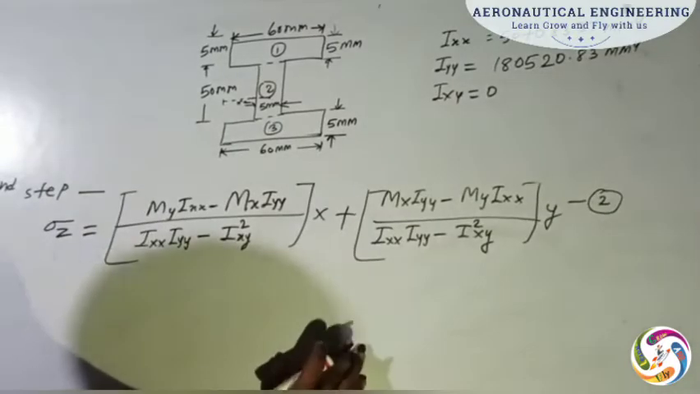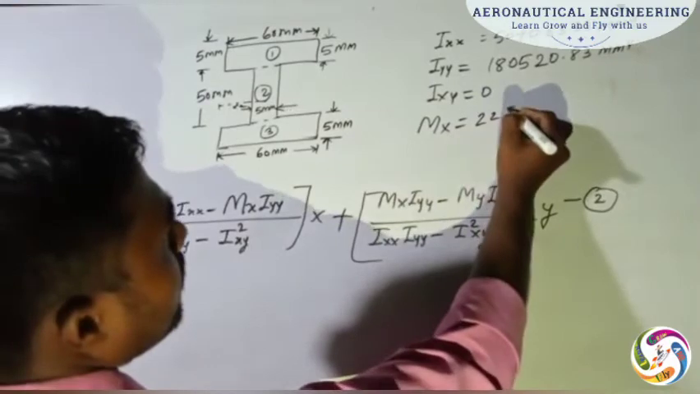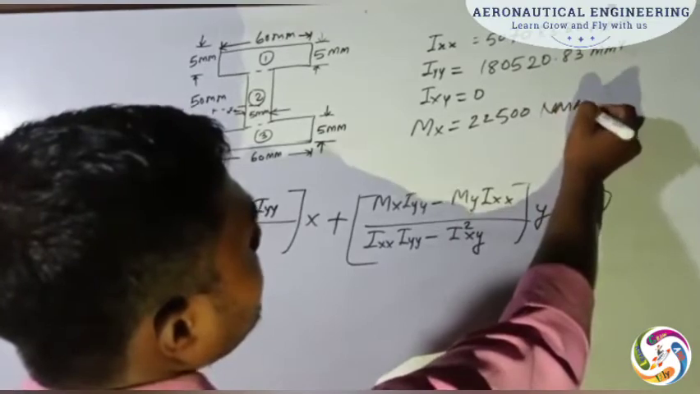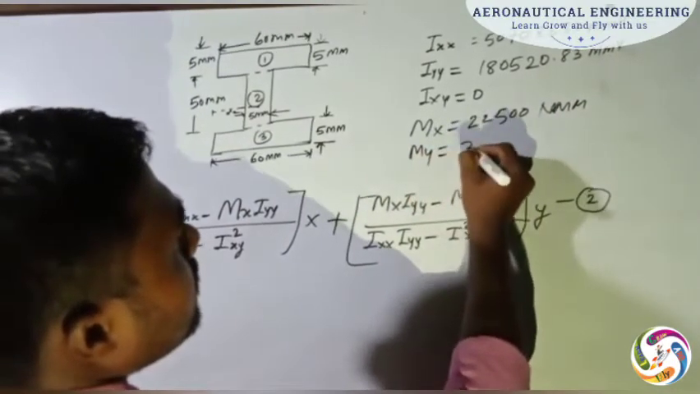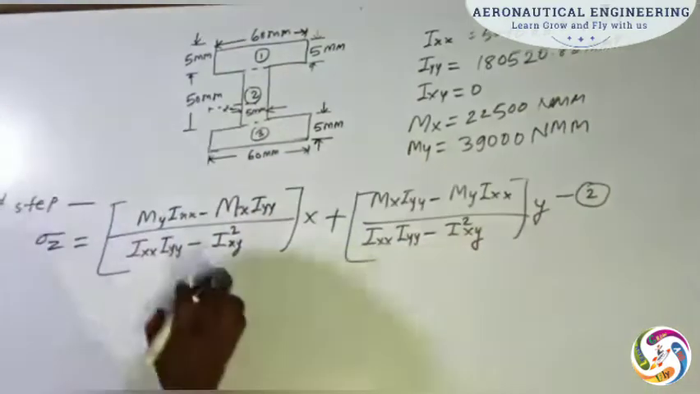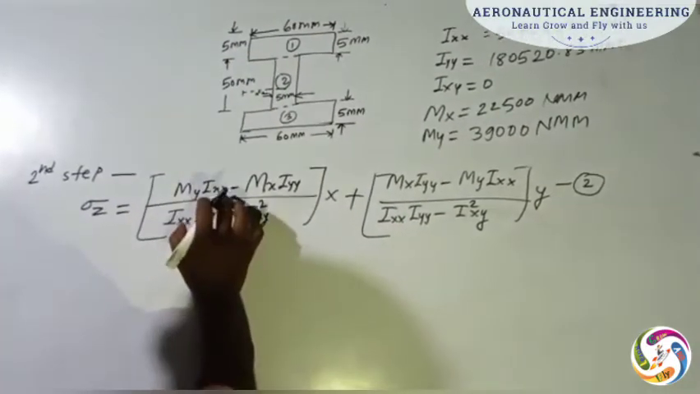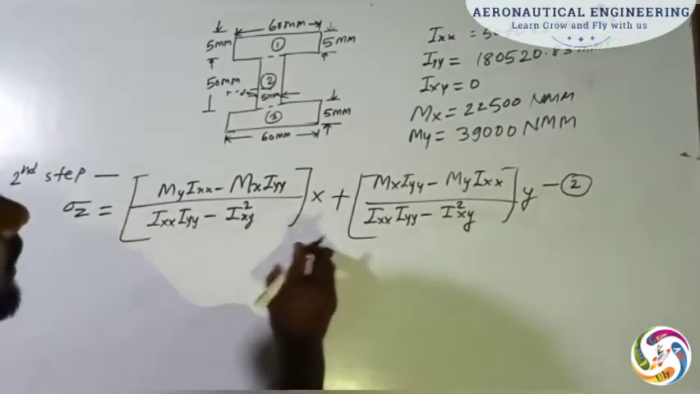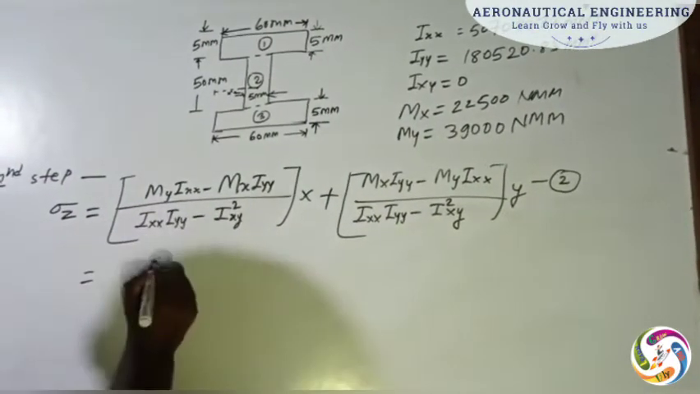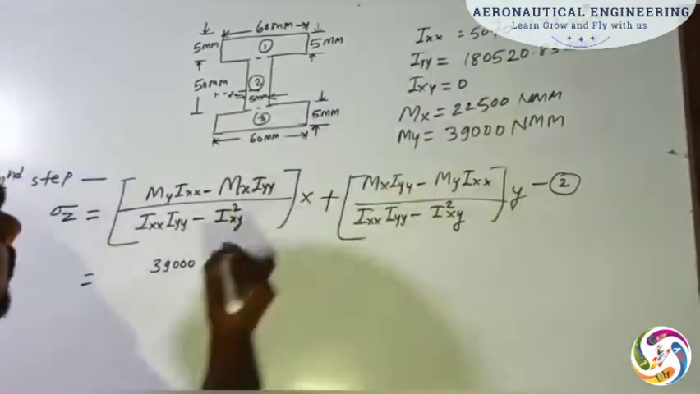As you know, Mx and My values are already given in the question. So Mx is given as 22,500 Newton mm and My value is given as 39,000 Newton mm. Now in this equation we have to substitute all the values. Previously we already calculated Ixx, Iyy and all things; except x and y we know all the values. So My value is 39,000.